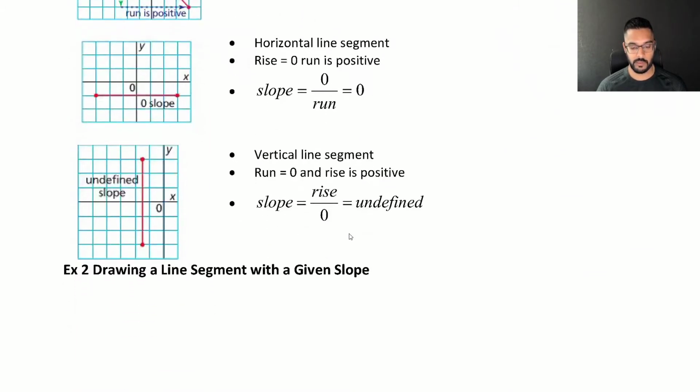Now, if it's a vertical line, that slope is actually undefined. That would mean that my run is 0. We're not moving sideways. But I know in math I can't divide something by 0. It gives me something that's undefined. It doesn't work. So those are the 4 types of slopes that we'll see.